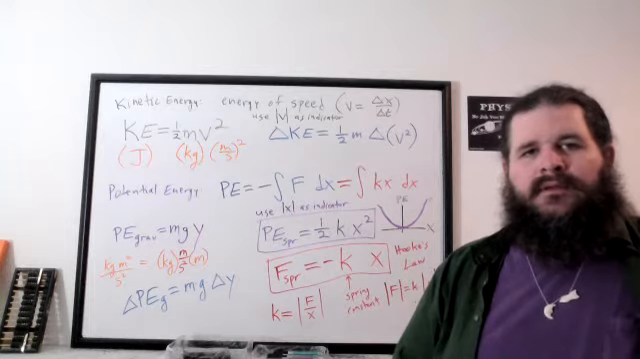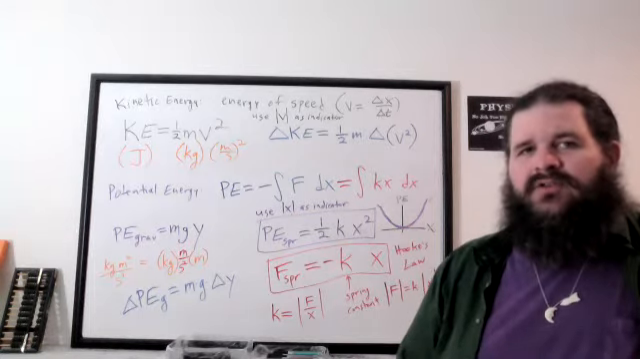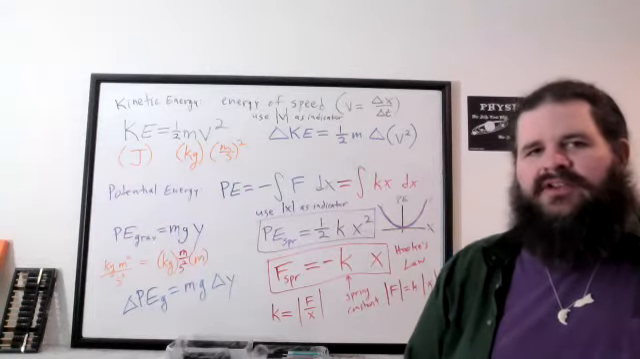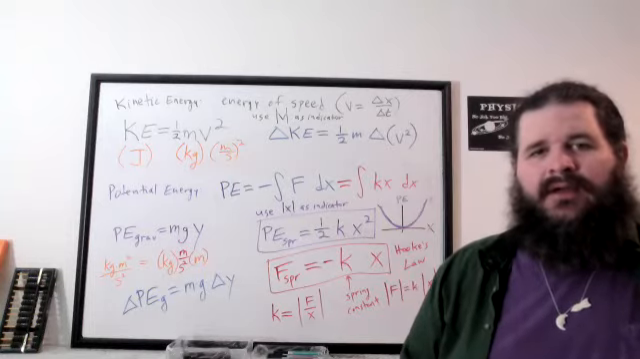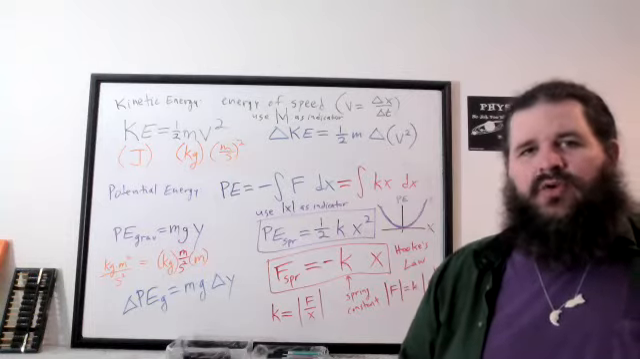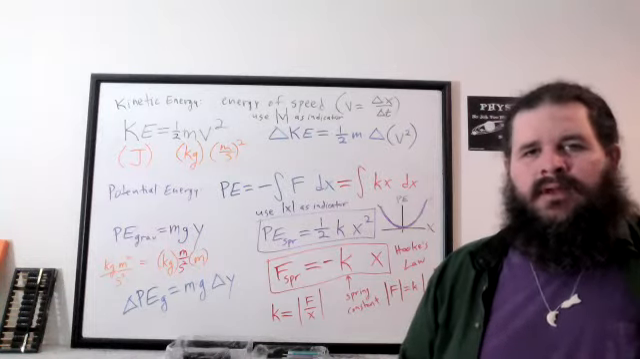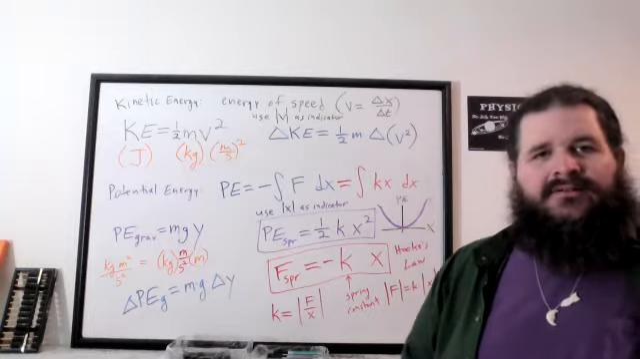Friction would be another example. Friction's not really trying to restore some location. You could sort of say friction's trying to restore zero speed, trying to bring the object to a stop. But friction isn't pushing towards some equilibrium location. Any other questions on these types of energy so far?